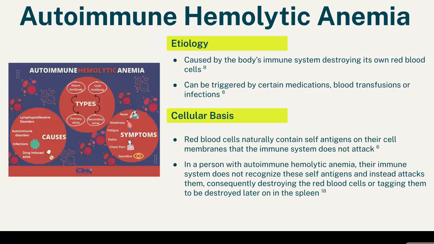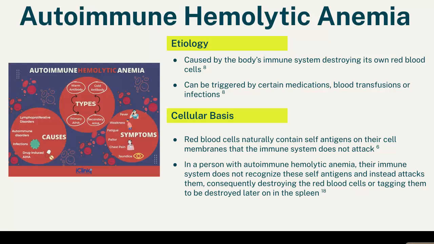Other non-genetic factors can also cause hemolytic anemia, such as immune-mediated anemia and those caused by toxins. Autoimmune hemolytic anemia is caused by the body's immune system destroying its own red blood cells. This type of anemia can be triggered by certain medications, blood transfusions, infections, etc.